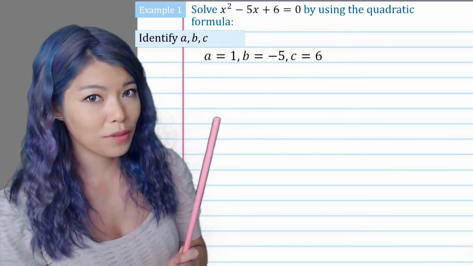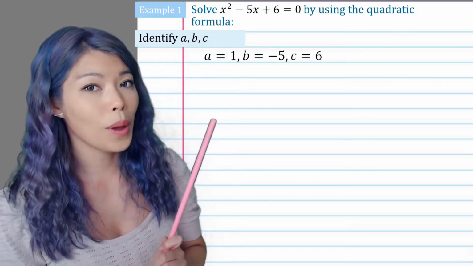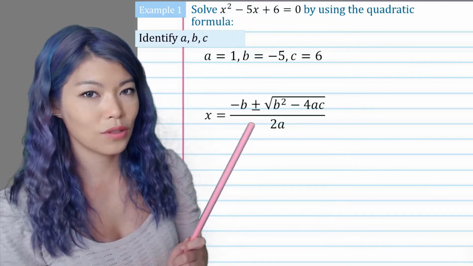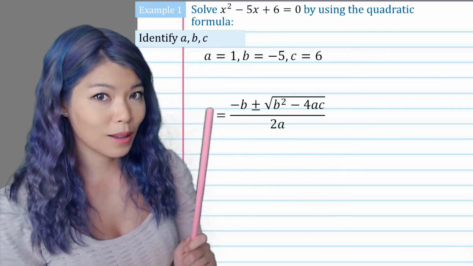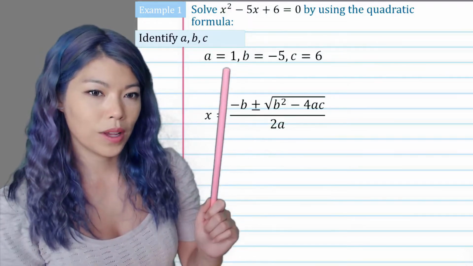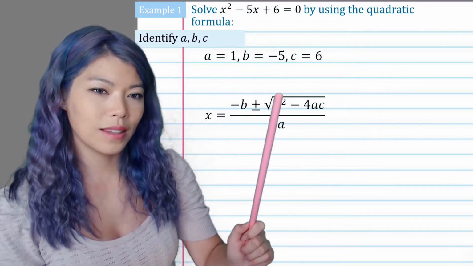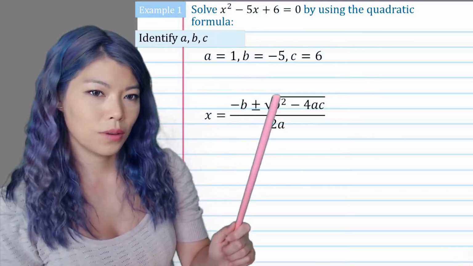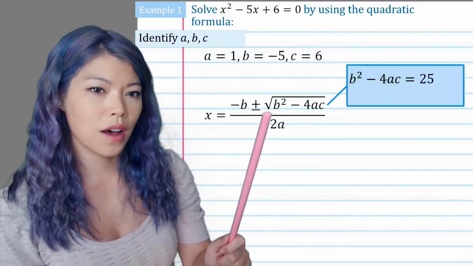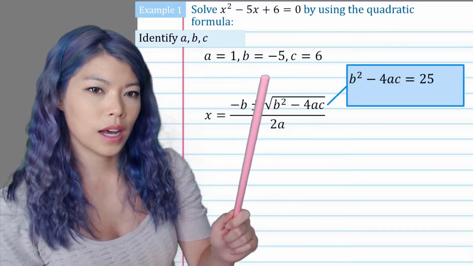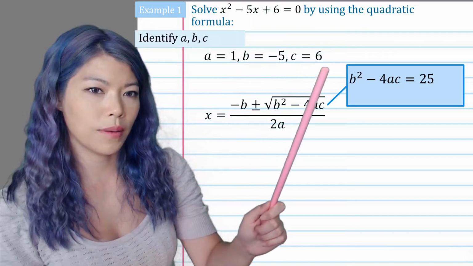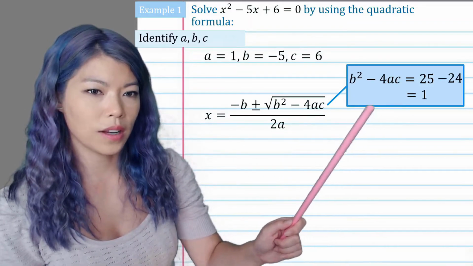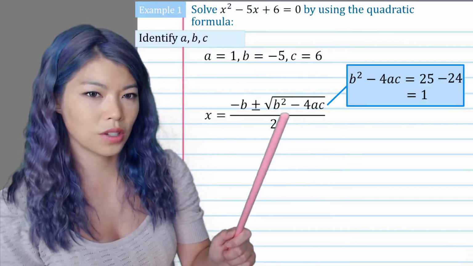And what was the quadratic formula again? x is equal to minus b plus or minus square root of b squared minus 4ac over 2a. We're using this a lot, so memorize it. So we can plug all the numbers in, or we can work out this section here under the square root first to make it simpler. So b squared is 25, and then 4 times a, which is 1, is 4, times 6 is 24, so minus 24, which is just 1. So now we can just plug in 1 for that section.